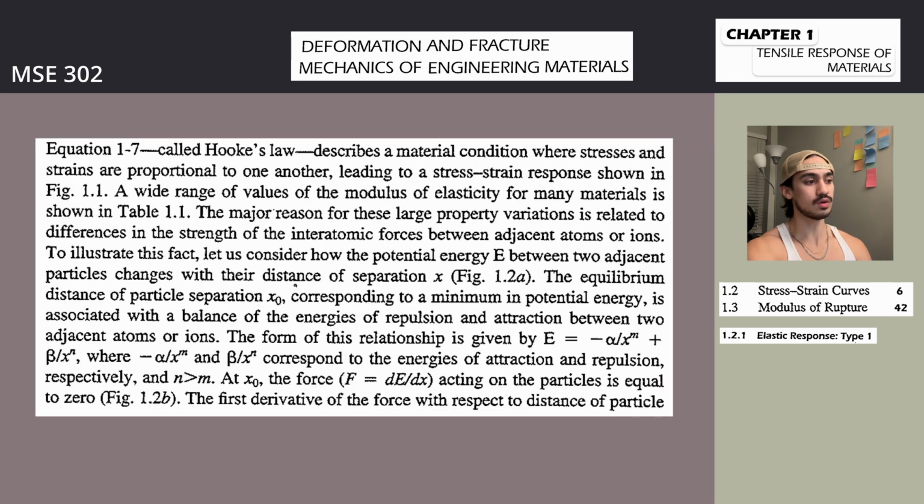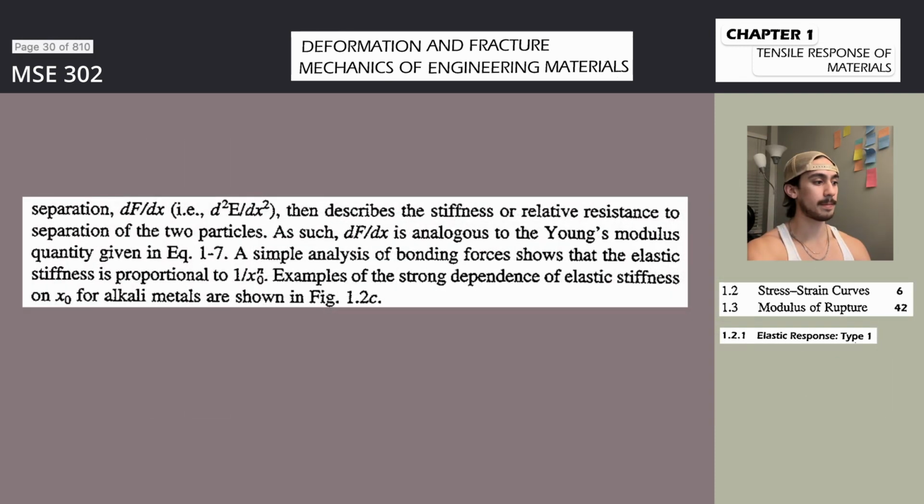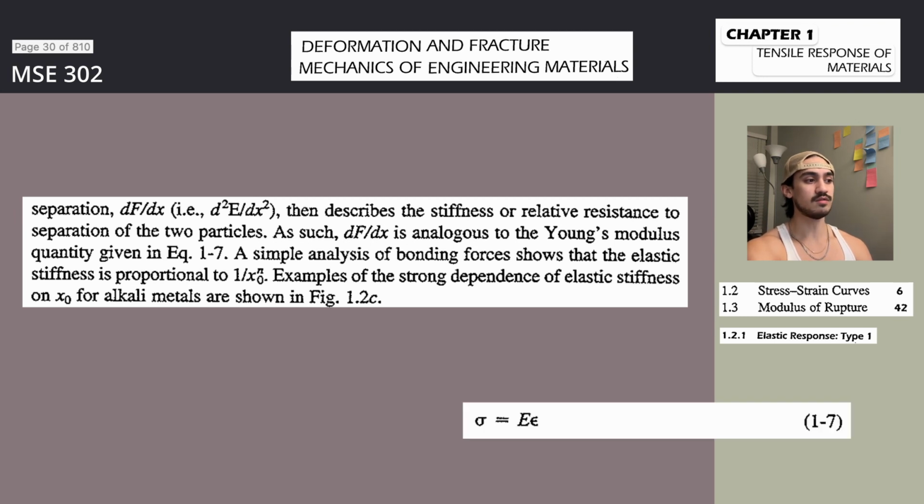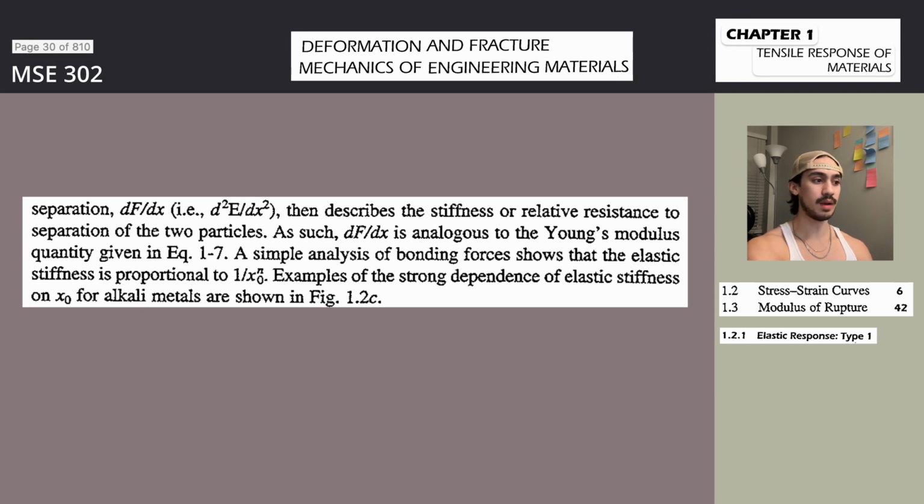The first derivative of the force with respect to distance of particle separation, dF over dx, then describes the stiffness, or relative resistance to separation, of the two particles, such that dF over dx is analogous to the Young's modulus quantity given in equation 1-7. A simple analysis of bonding forces shows that the elastic stiffness is proportional to 1 divided by x naught to the power of n. Examples of the strong dependence of elastic stiffness on x naught for alkali metals are shown in figure 1.2c.